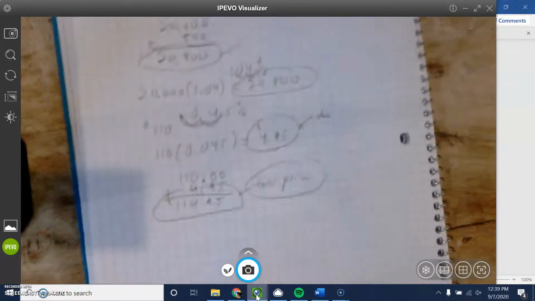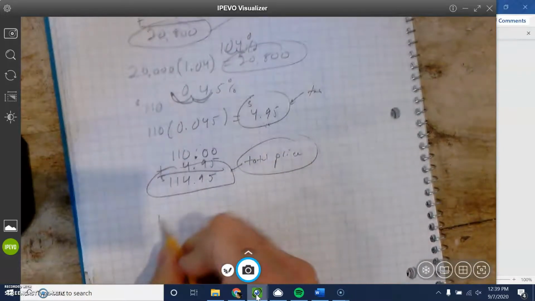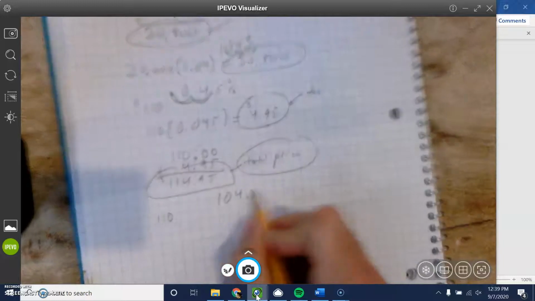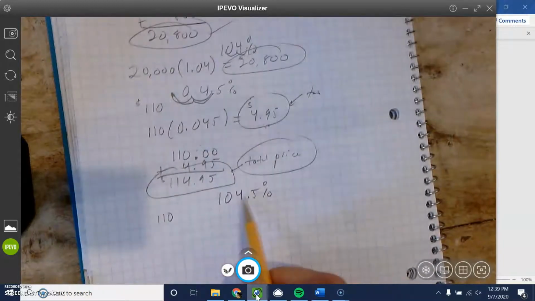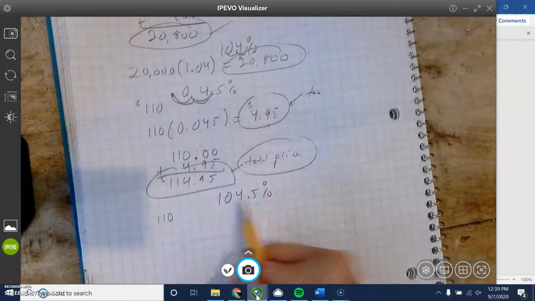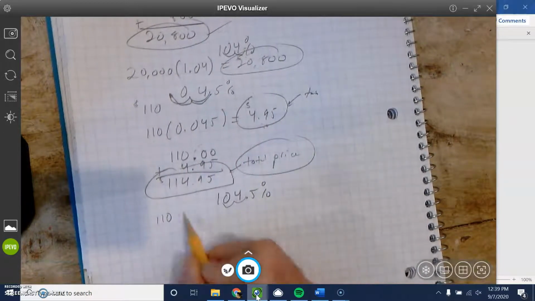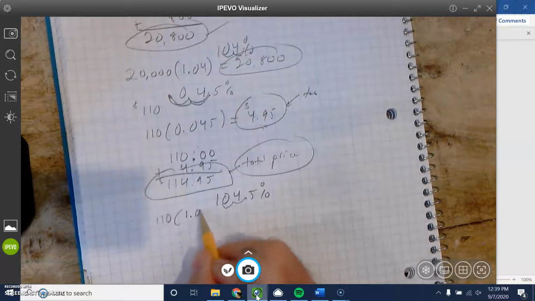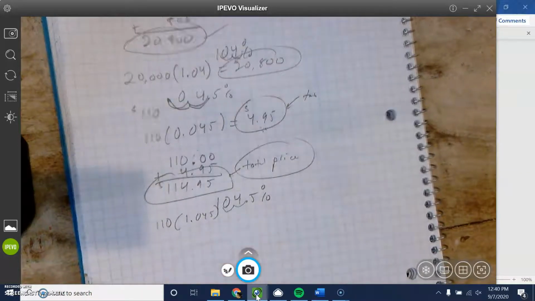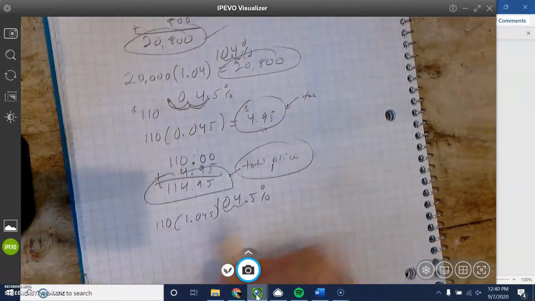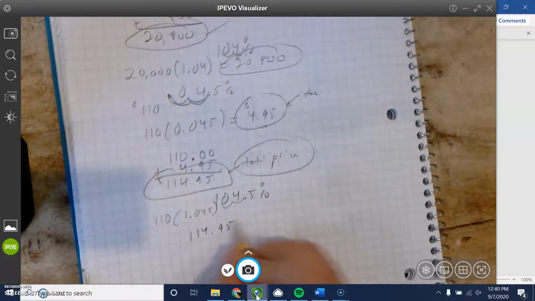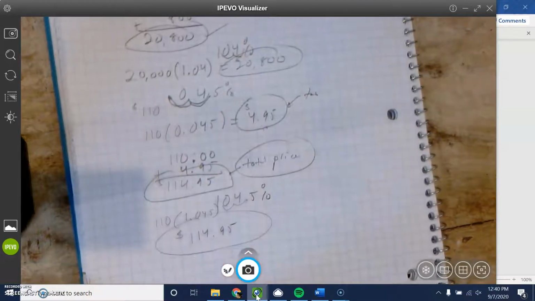Now, if I want to do it in one step for the total price, you do 110 times 104.5%. Because you have the 100%, which is the whole thing, plus that extra 4.5%, and you go times 1.045. I'm a big fan of this way. I like doing things more efficiently. So what do you get? Calculate this up, and you get $114.95. There you go.